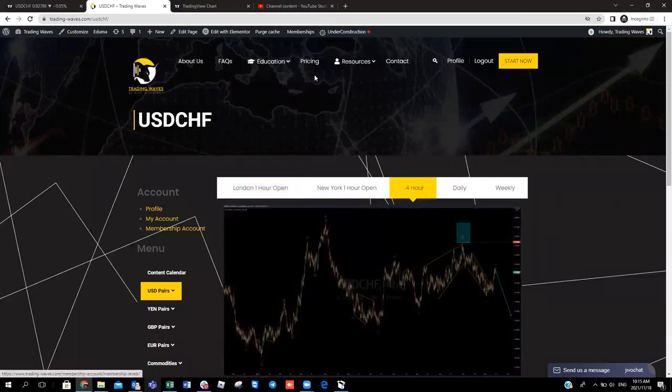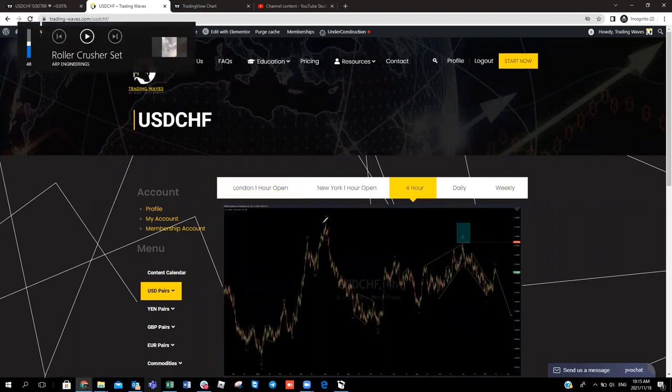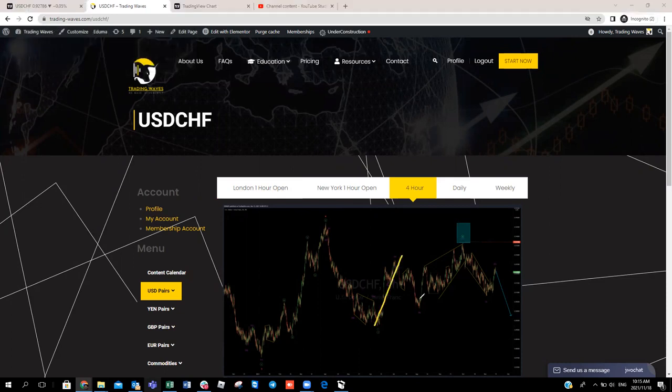So US dollar CHF. We're looking for this one to be an ABC corrective structure, but if you look at this structure, there's a different structure that is playing out that is a lot clearer than what we have here. So we're looking for this one to continue to the downside here. Let's have a look at the structure that it's actually making here.